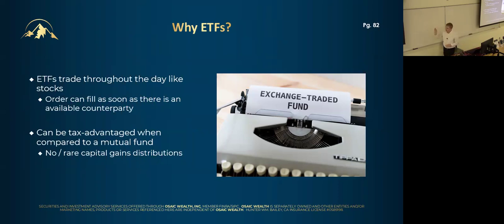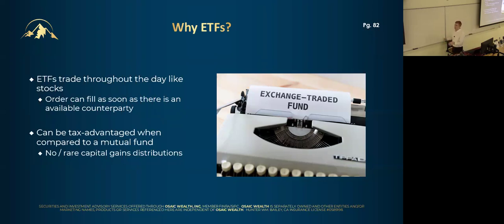Now, the next little thing, which is actually pretty nice, and I use this when I'm working with client accounts, is they can be tax advantaged when compared to a comparable mutual fund. The reason for that is mutual funds can do something that's called a capital gains distribution. With mutual funds, because you buy and sell directly with the company, you're a little bit more involved, and it's almost more like a pass-through business in a way.